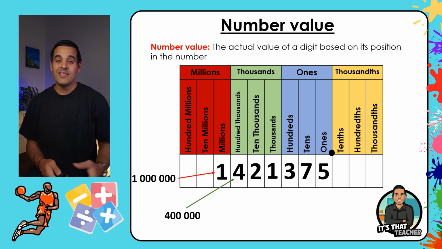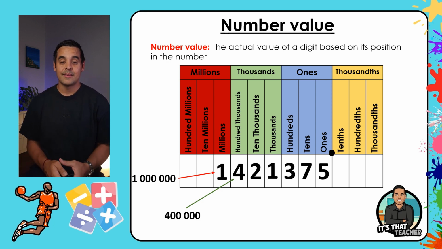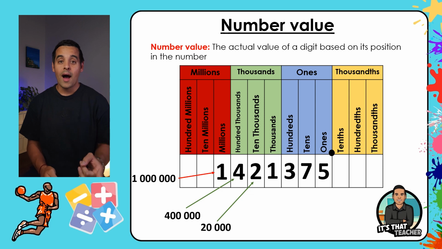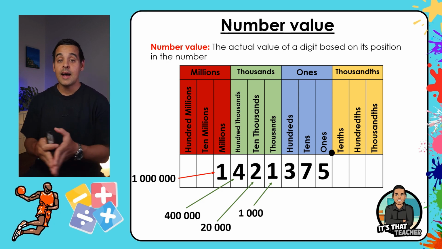Now there's a 2 in the tens of thousands column. That would be 20,000. And finally, there's a number 1 in the thousands column. That is 1,000. So you have 1,421,000. Now we're going to move to the ones column. So you can see you have a 3 in the hundreds column. So that would be 300.